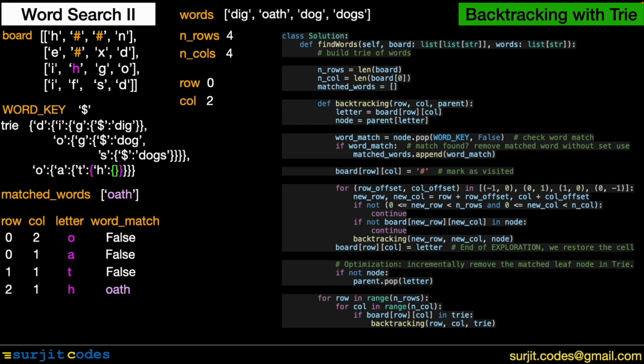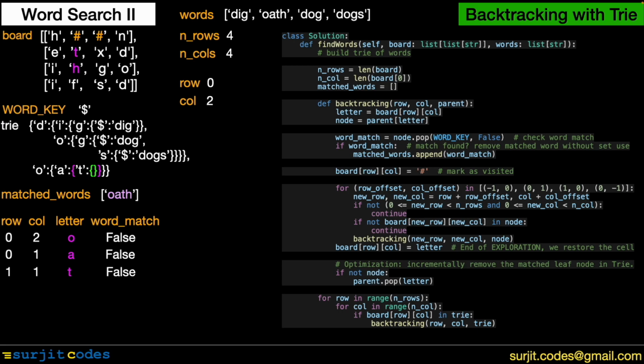As node is empty, we delete H from the parent node and get this new trie. This technique is called pruning of trie. Only leaf nodes can be pruned, so we delete letters of oath from trie as far as possible. This call of backtracking is over. So node and parent get their previous values restored from the call stack.